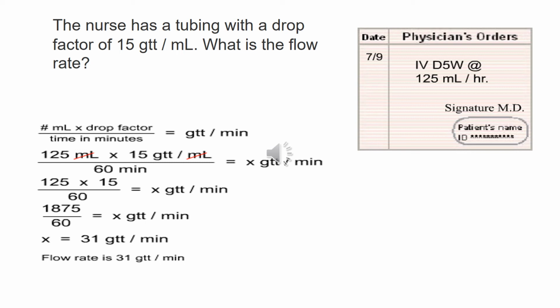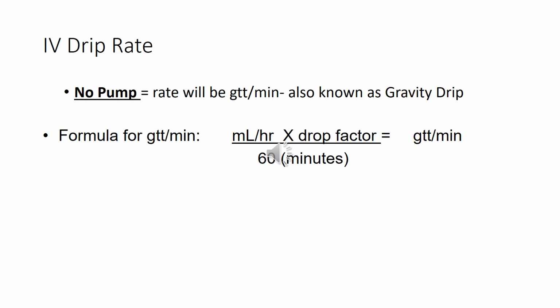Then 125 times 15 is 1,875 over 60. You're going to divide that, and that is going to give you your drops per minute, which will be 31 drops per minute. So the flow rate is going to be 31 drops per minute. You won't see too many problems like that, but this is just another example of a problem that you might possibly see. It's just working with what you have. So here's another one of an IV drip rate. There's no pump.